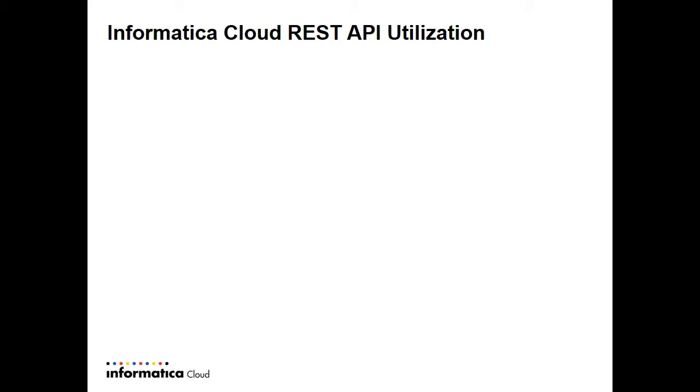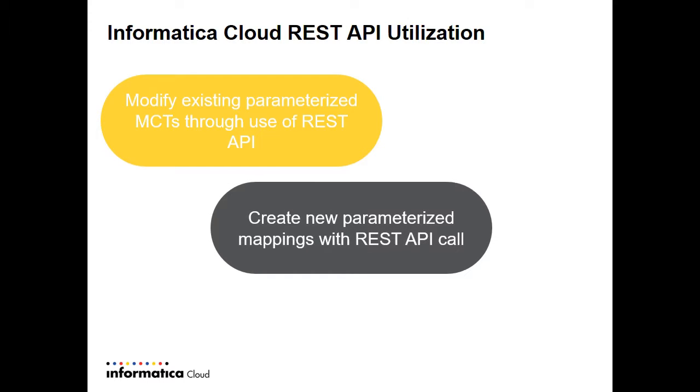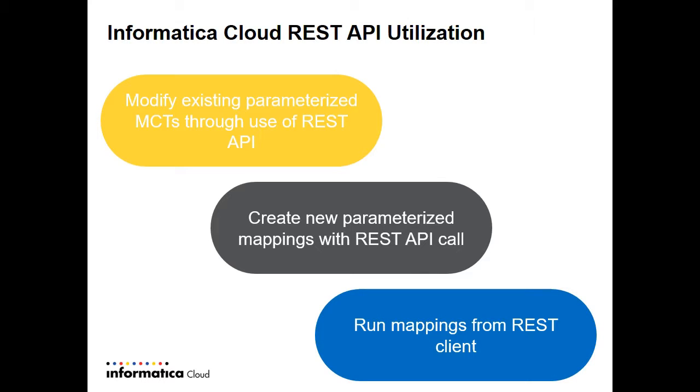Now let us discuss how you can utilize Informatica Cloud REST API with the advanced parameterized mappings. Parameterized mapping becomes productive for us if we use the REST API along with it. You can modify existing parameterized mapping configuration tasks through use of the REST API. You can create new parameterized mappings with a REST API call, and you're able to run mappings from the REST client.